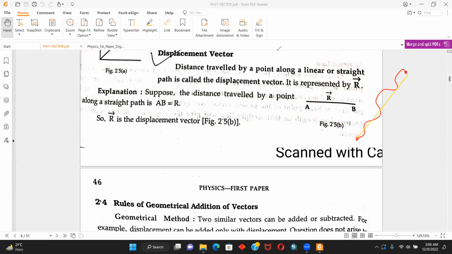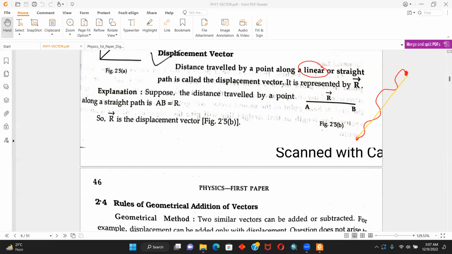Displacement is always a straight line between the first point and the last point. A straight line between the initial point and the terminal point is called a displacement. So the yellow line here is the displacement and red is the distance. Previously we learned about only displacement. Now we will figure it out as a vector.